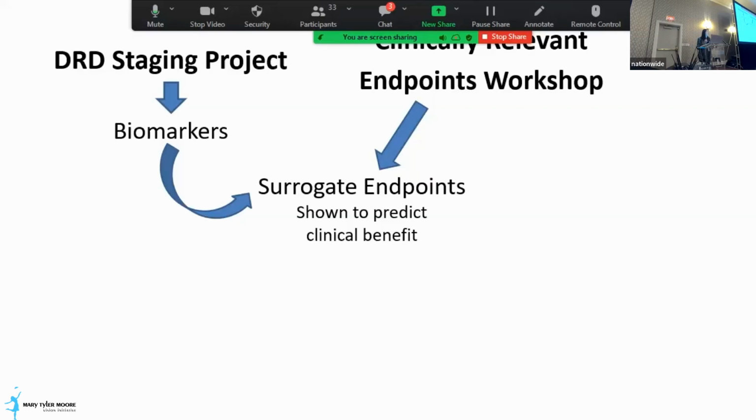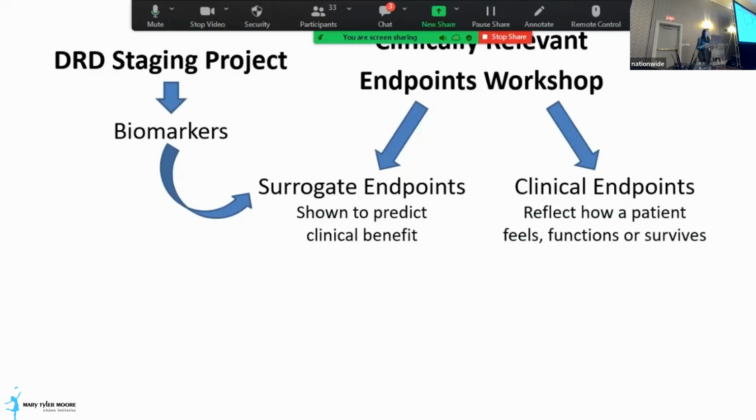Surrogate endpoints are the biomarkers that have been shown to have reasonable likelihood to actually predict clinical benefit. And typically, we do this through validating studies that use clinical endpoints that really directly reflect how a patient feels, functions, or survives. So we'll ask you in your breakout sessions to talk about which endpoints within your group areas might be clinical endpoints that directly reflect patient experience, and which ones might be surrogate endpoints that may not directly reflect patients' feeling, functioning, or surviving, but which could be correlated with this.